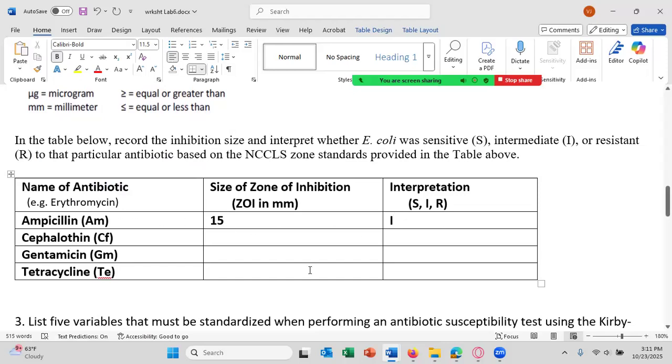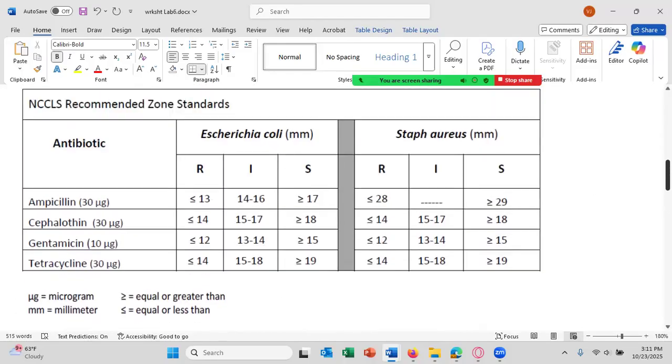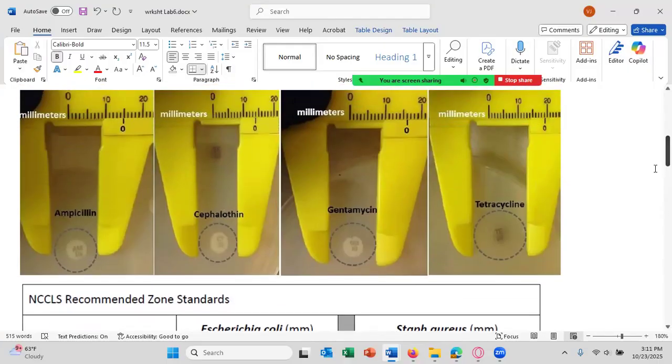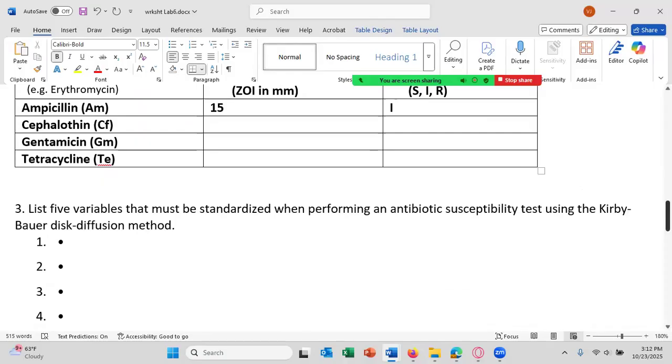And I've done the first one for you. Do the next 3. Any questions about that? So fill in this table using the data above. And you must use the calipers as I explained how to measure with the calipers. All right.